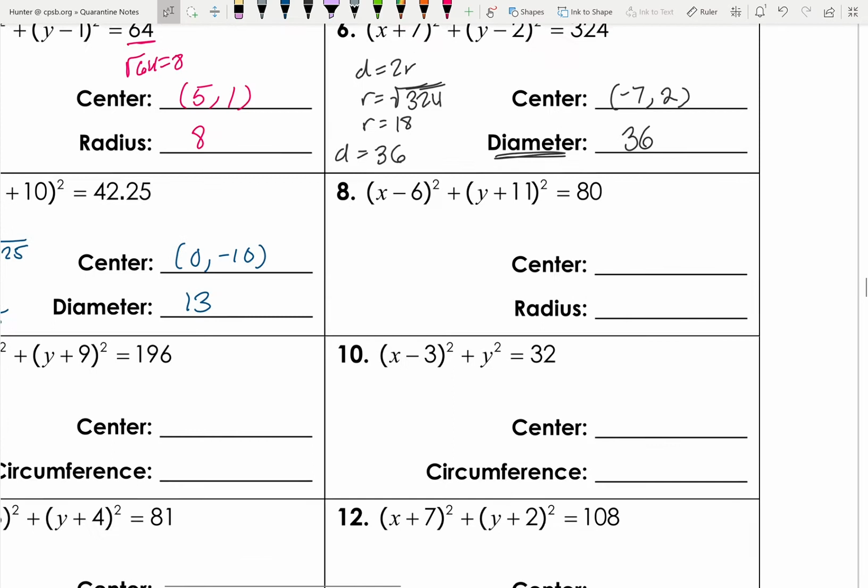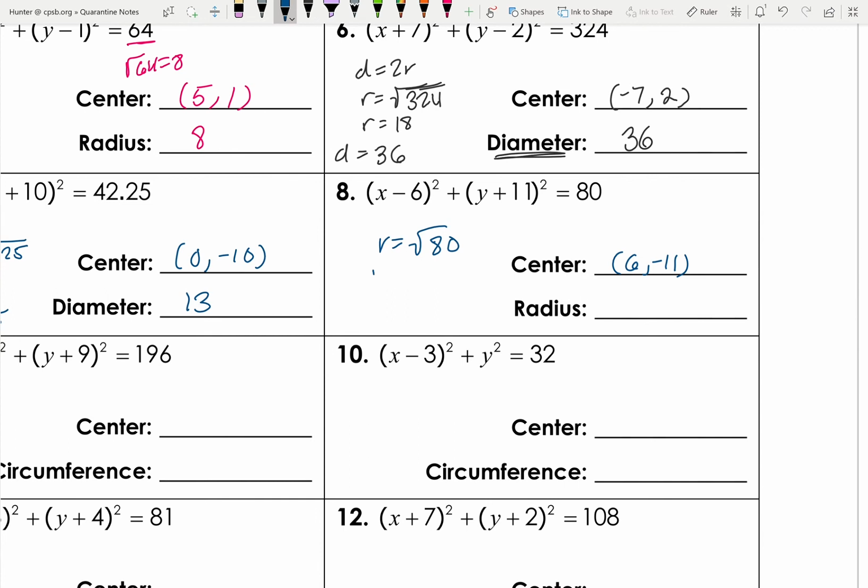Okay, I'm going to do all these with you. So our center in this case, since it's minus 6, this will be a positive 6. Since it's plus 11, that'll be a negative 11. Alright, radius is just a square root of 80. If you watched my simplifying radicals video, we can do this without our calculator.